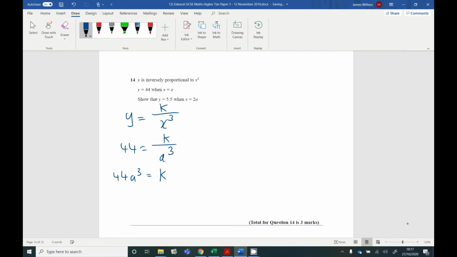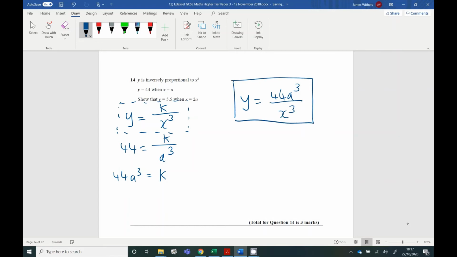So rewriting our provisional formula at the top, having worked out that k is 44a cubed, we can say that y equals, replacing the k with 44a cubed, all over x cubed. So that is our revised formula. Now we're being asked to show that y equals 5.5 when x equals 2a. So let's go and substitute x being 2a into this formula.